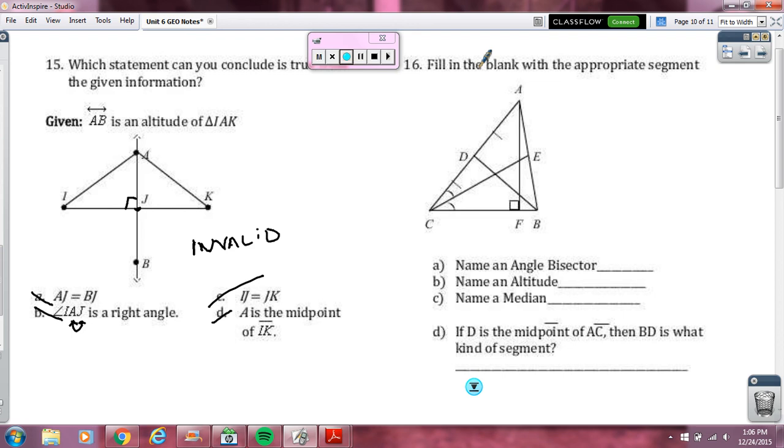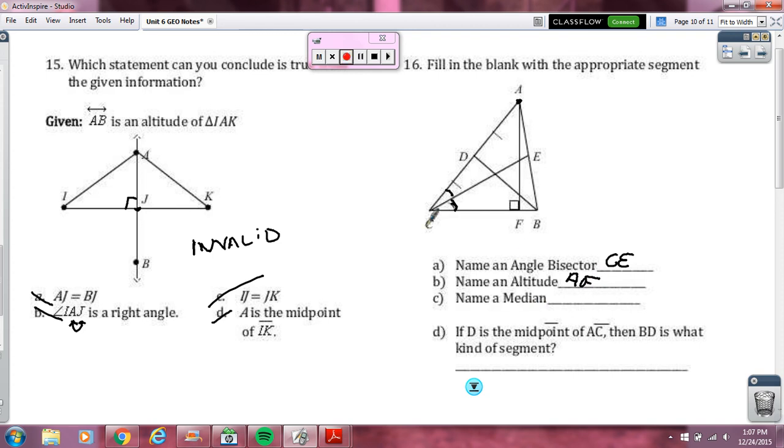All right, number 16, fill in the blank with the appropriate segment. So name an angle bisector. Angle bisectors cut angles in half. So over here I see some angles being cut in half. The thing that's cutting in half is CE. Name an altitude. Altitudes make right angles and you measure straight down. So AF looks like an altitude to me.